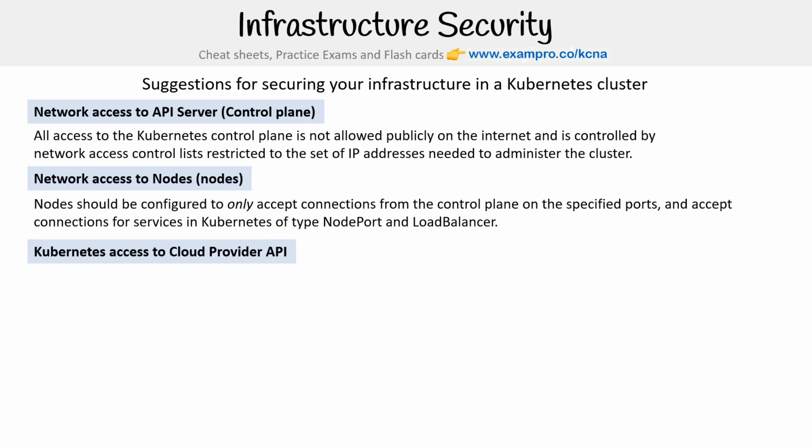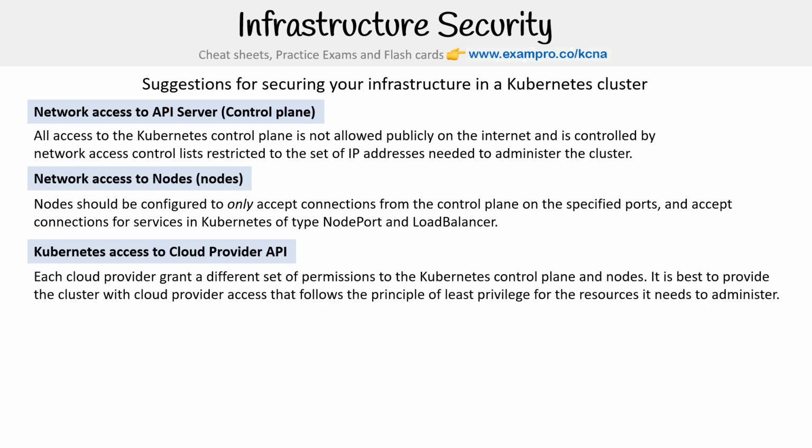Kubernetes access to a cloud provider API. So each cloud provider grants a different set of permissions. So now we're talking about cloud providers to Kubernetes control plane and nodes. It's best to provide the cluster with cloud provider access that follows the principle of least privilege. So POLP, that's the initialism for that, for the resources it needs to administer. So this is just like, imagine you're on AWS and you make a role. Just make sure that role is given to somebody that should have it, or just limit that kind of stuff there.